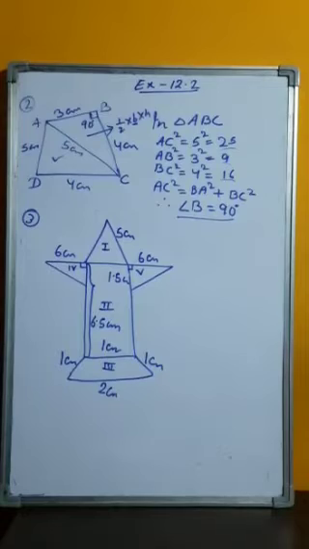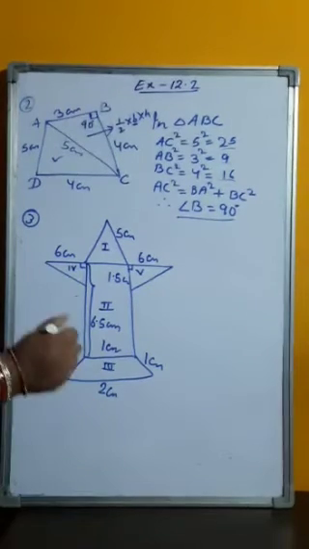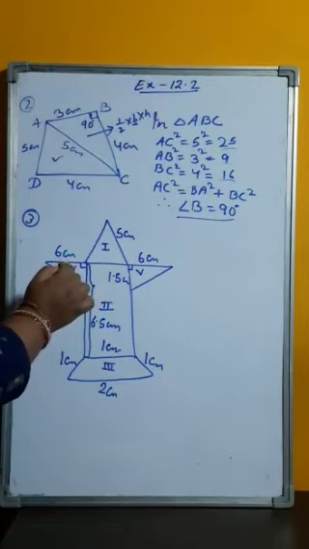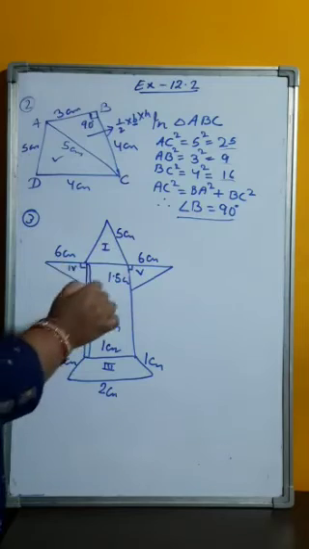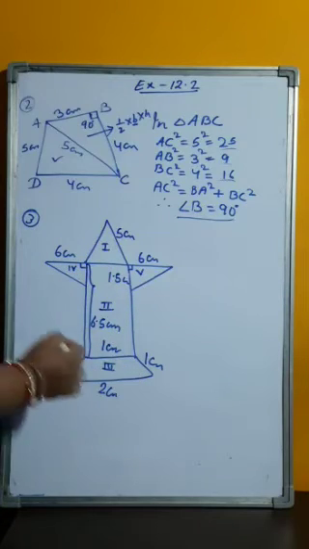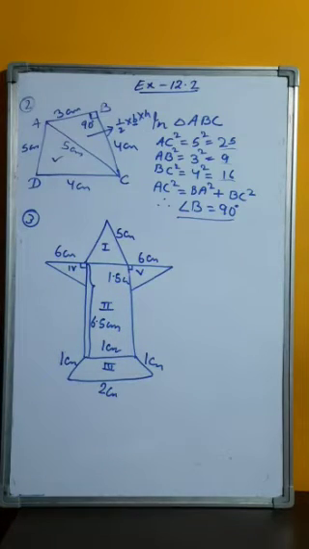Question number 3 says, Radha made a picture of an aeroplane with colored paper as shown in the figure. We have to find the area of the total paper used. If you see the paper shape, you can see there are three triangles, one rectangle and one trapezium. We have to find the area of the paper used here.